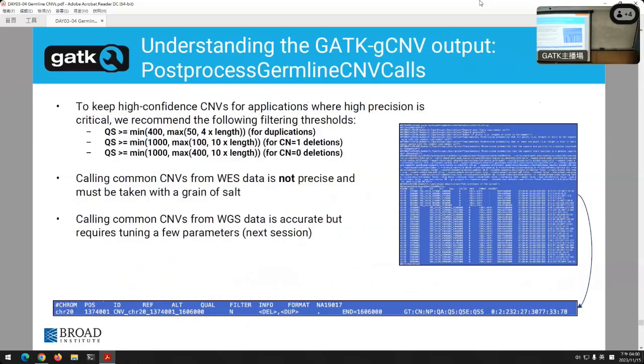Okay, so I mentioned if you require higher precision, we recommend filtering. We've added some of our recommended filtering thresholds here. I'm not going to go through them.